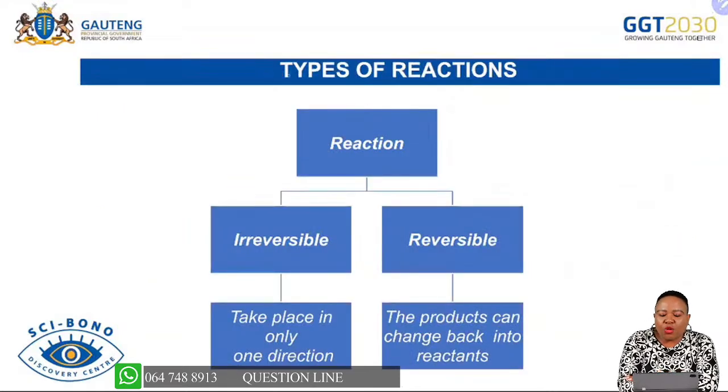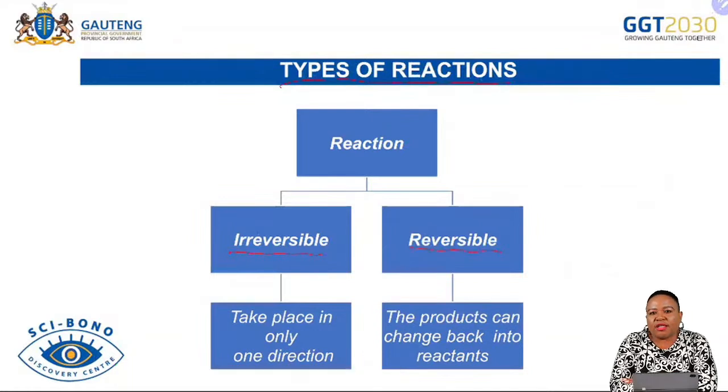Now, let's look at the types of reactions. We have two types of reactions: irreversible reactions and reversible reactions. Previously, we were looking at reactions that stopped when one of the reactants, the limiting reactant, was used up, and the reaction was irreversible. But now we are going to look at reversible reactions. A reversible reaction is a reaction in which reactants can form the products, and products can also form the reactants.